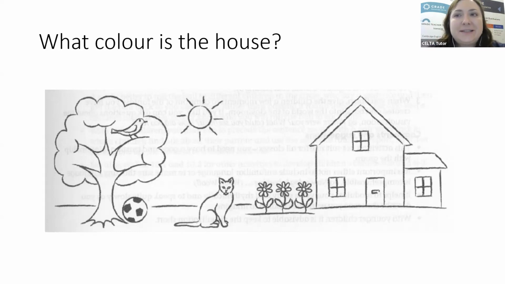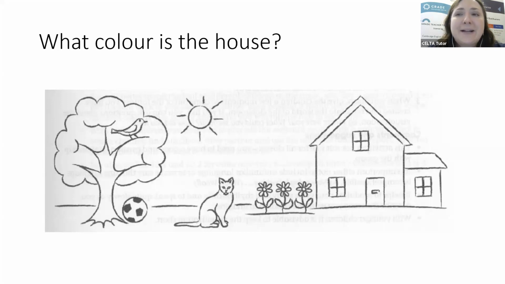Before students dictate to each other, you can actually ask them to produce questions and ask you what color is what. You can teach them what color is, and before they find out the color, they have to ask you a question like, what color is the cat? What color is the sun? What color is the tree?